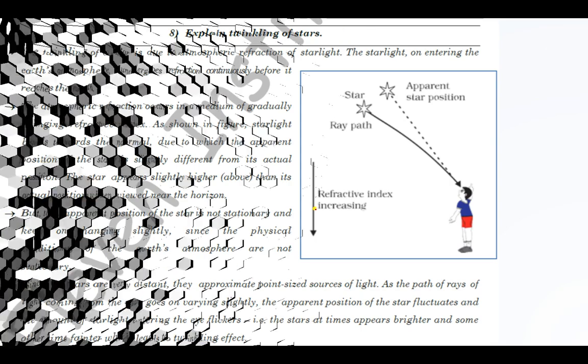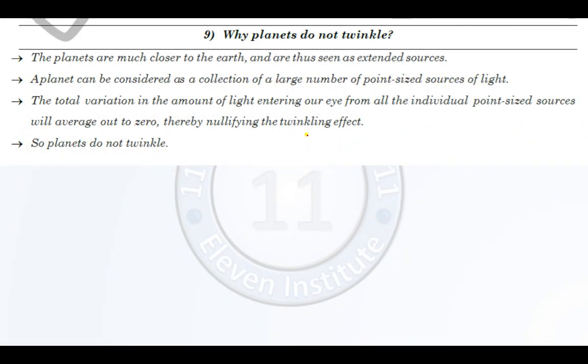Let us see one more question and answer and study it also. The question is why planets do not twinkle. See, this is the surface of the earth. Here there is a star and suppose there are other planets also. The stars twinkle when we observe from the surface of the earth, while the planets do not twinkle. Why? See, the reason behind that is stars are considered as point sources of light.